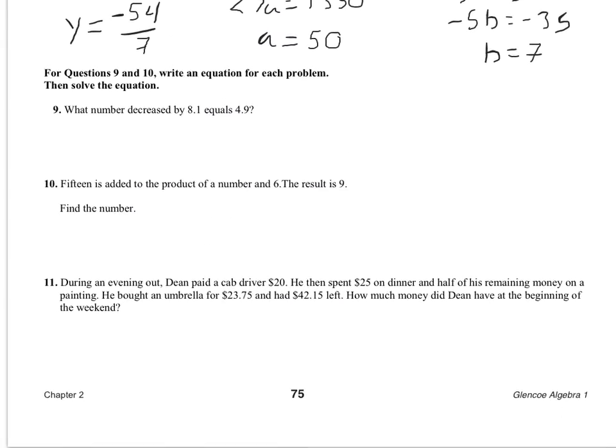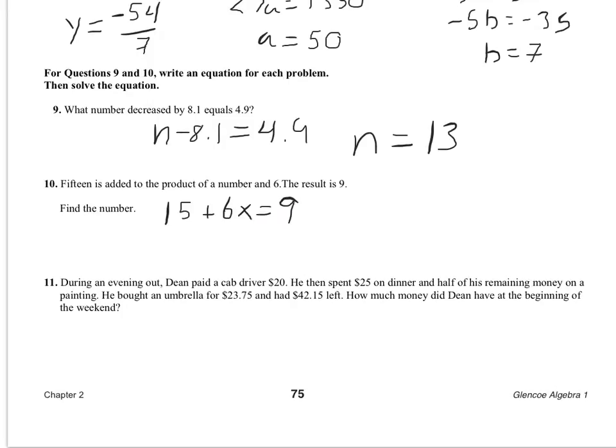Alright, so write the equation and then solve. So the equation on number 9 should be n minus 8.1 equals 4.9. Adding 8.1, n should equal 13. Number 10, 15 is added to the product of a number and 6. So what I have is 15 plus 6x is equal to 9. Subtract 15. So that should be 6x is equal to negative 6. X equals then negative 1.